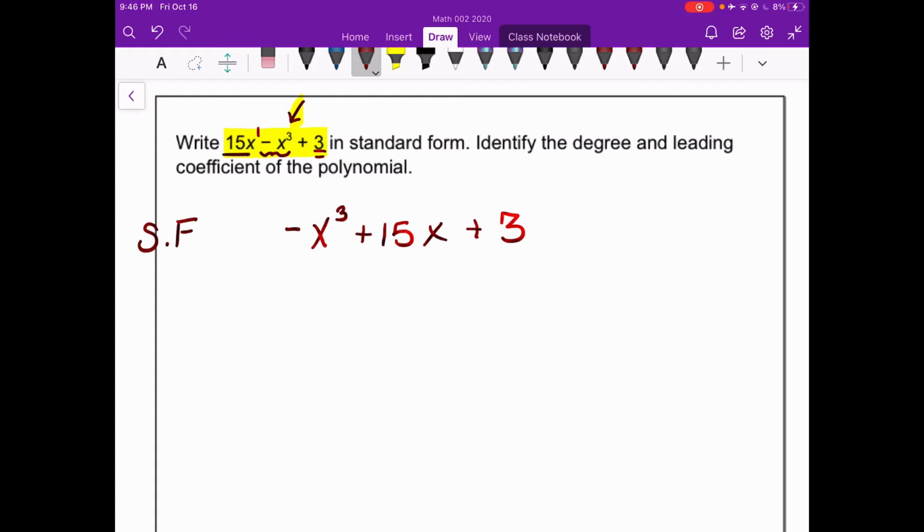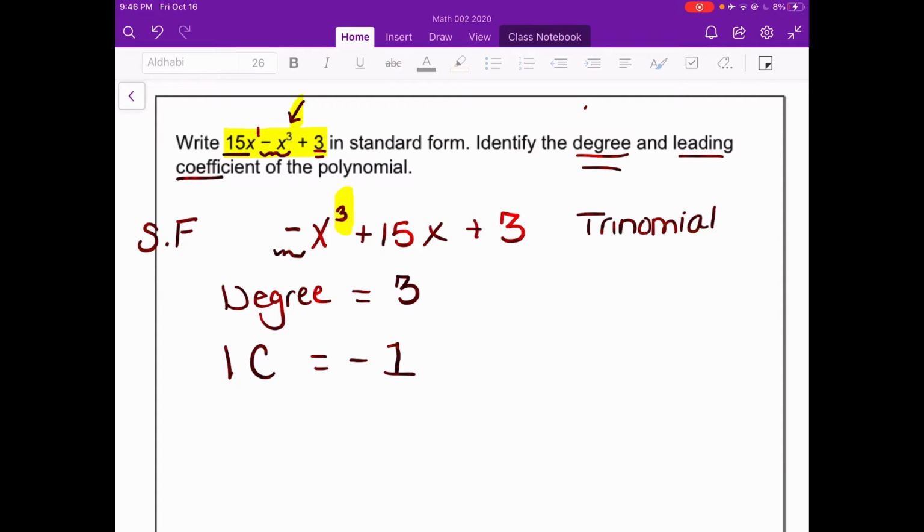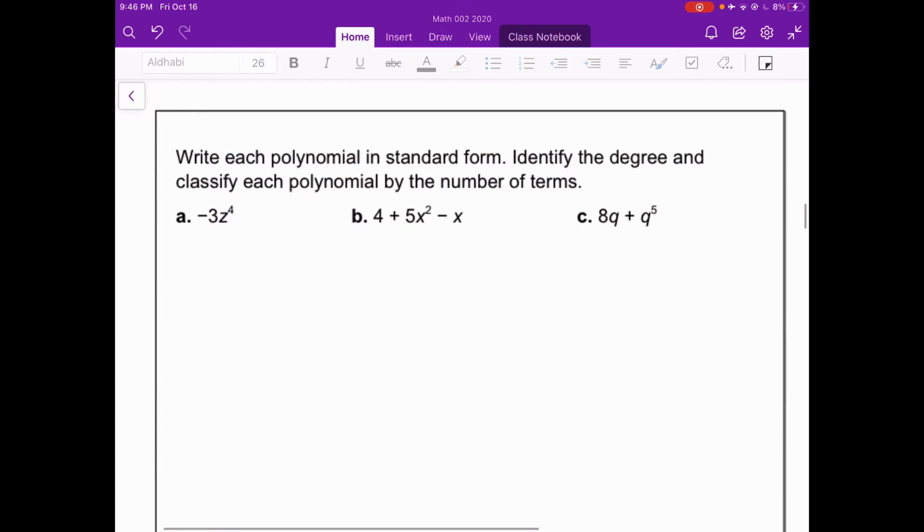To name this polynomial, remember we had monomial, binomial, and trinomial. There are 3 terms here, so we would call it a trinomial. The degree of this polynomial is equal to the highest power we see, 3. The leading coefficient is equal to the number in front of the highest power, the first term, so -1. And that's it for this problem. Try these on your own and then unpause the video to check your answer.